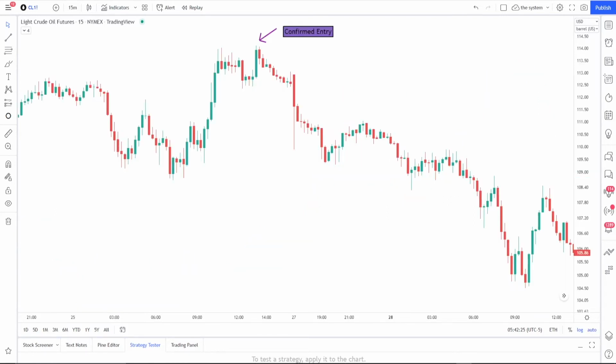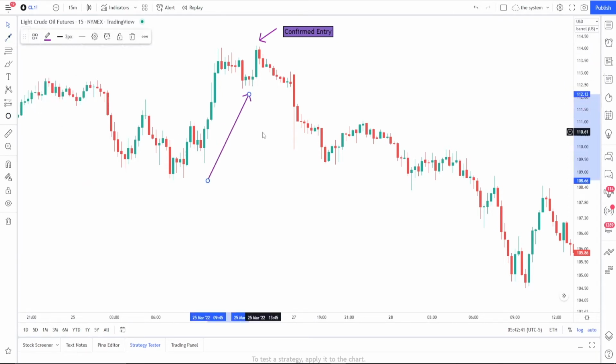Let's take a look now at some more confirmed entries and some false entries as well for the DarkCloud cover. I've marked a few examples on this chart. This is the 15-minute chart for crude oil. With this one, we actually have a confirmed entry. A few of the characteristics again that we needed to check off: we have an uptrend, which we have here. This is the start of an up move, a thrust move, where we get our green candle.